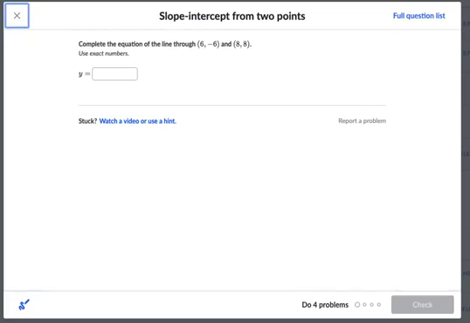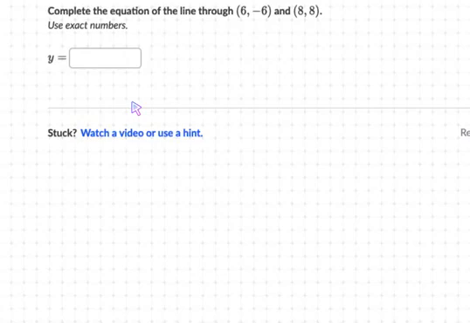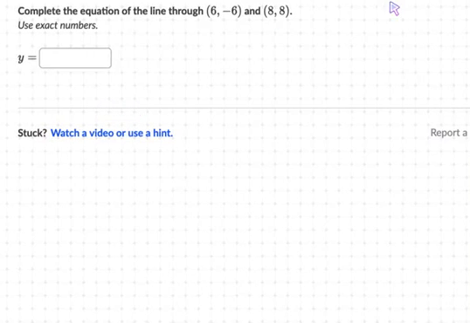Let's go ahead and do some practice problems with the other type of question, which is finding slope-intercept from 2 points. So this problem, they are giving you 2 points, 6, -6, and 8, 8. They want you to complete the equation of the line through those 2 points. Use exact numbers. And they've set up the equation with y equals, so it already tells you they want it in y equals mx plus b format. Go ahead and pause the video and try it on your own first.